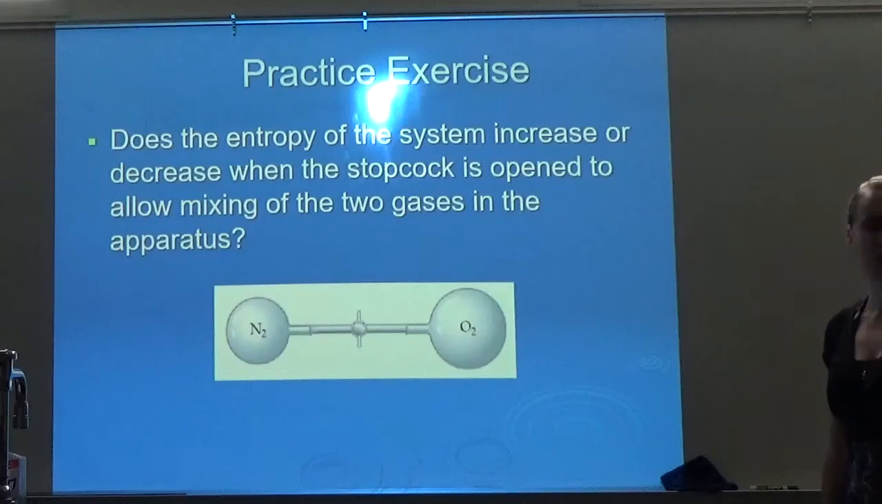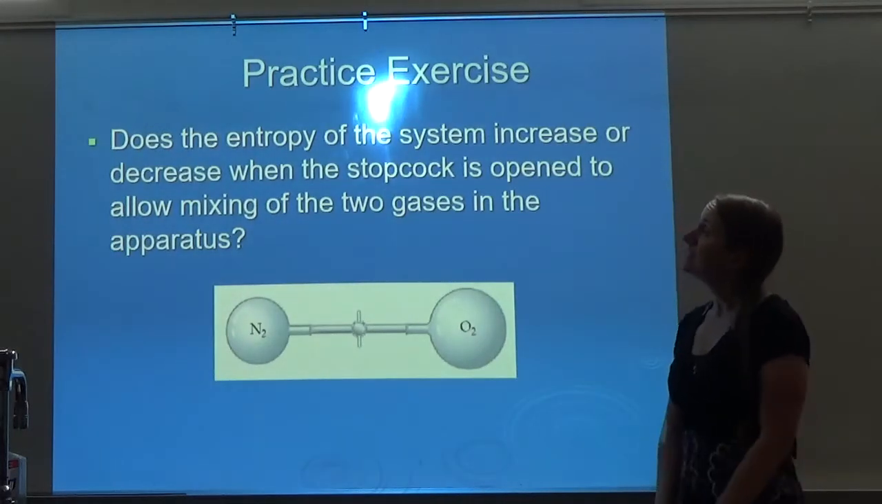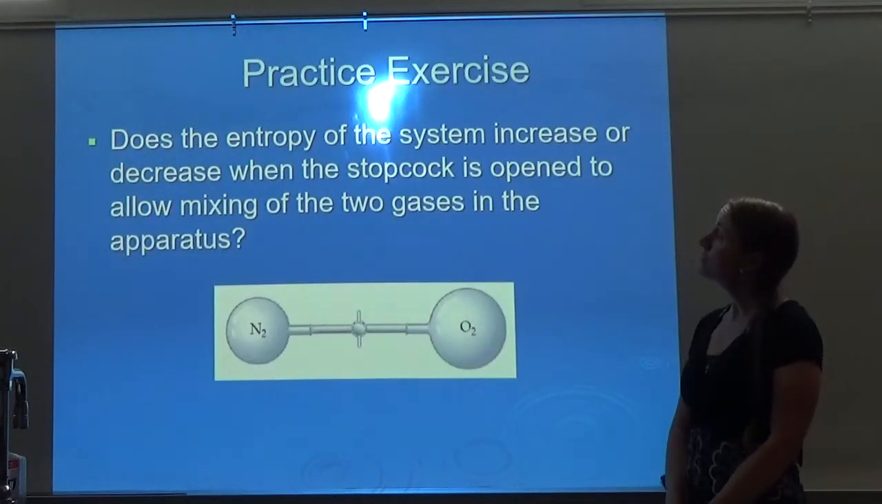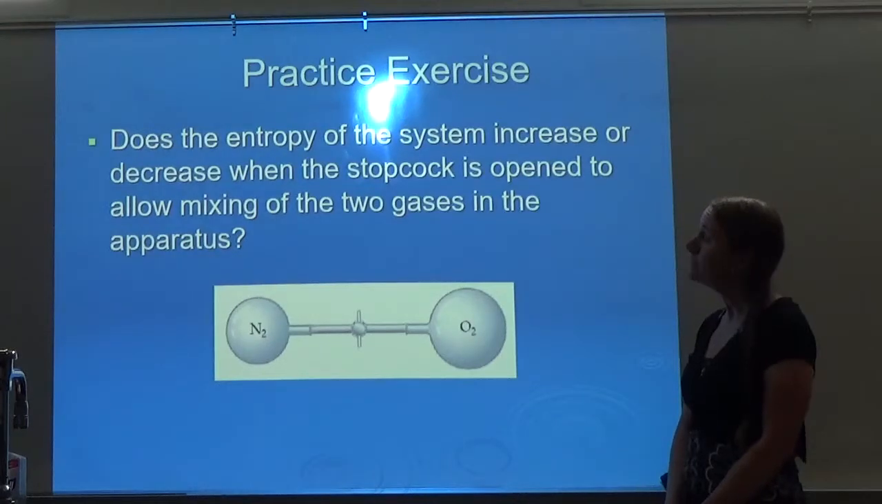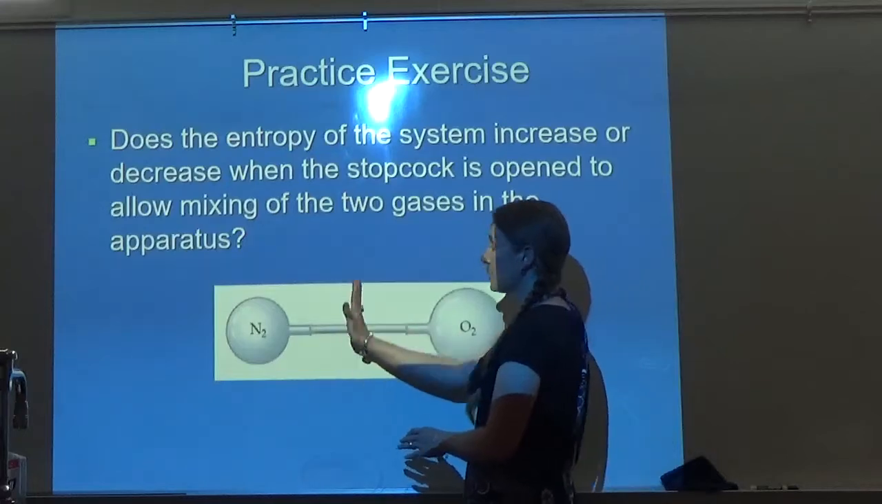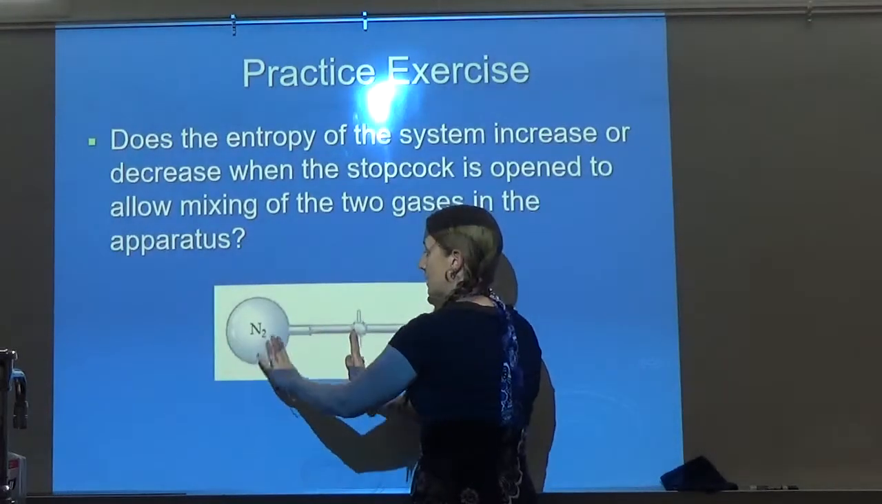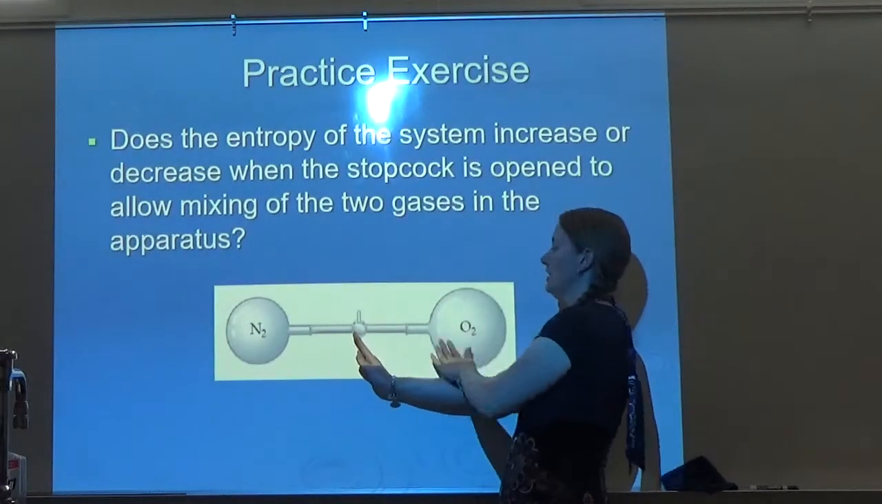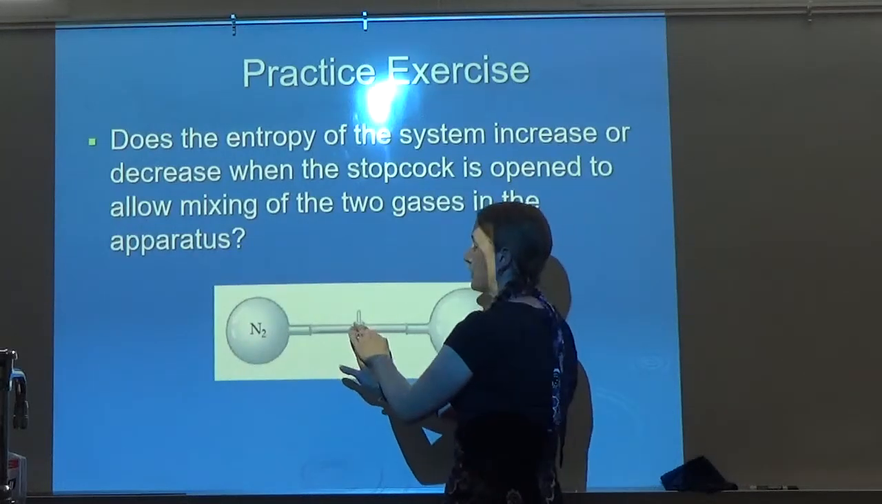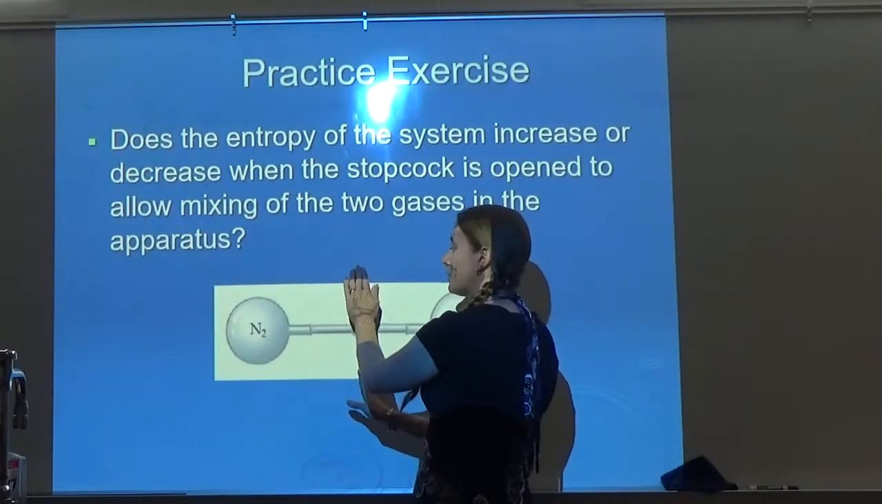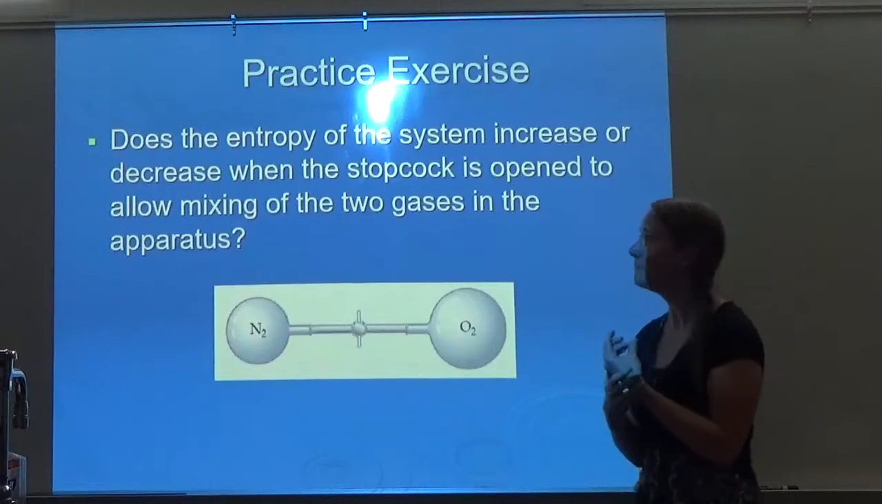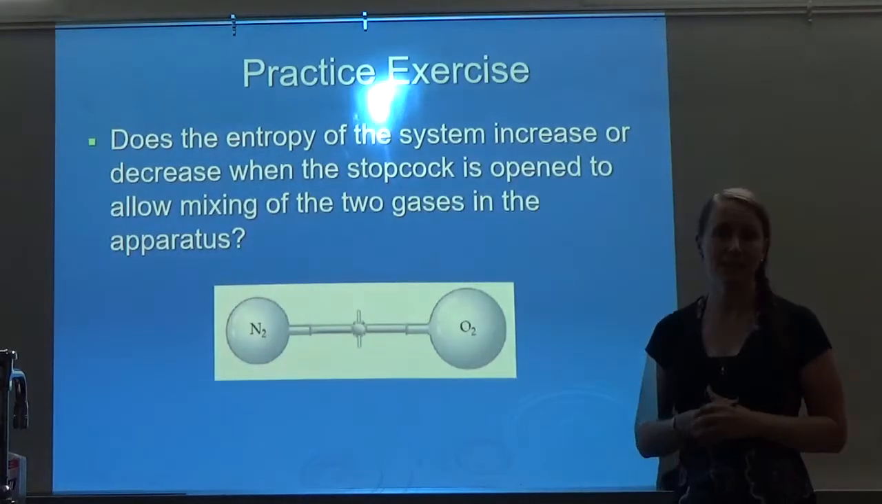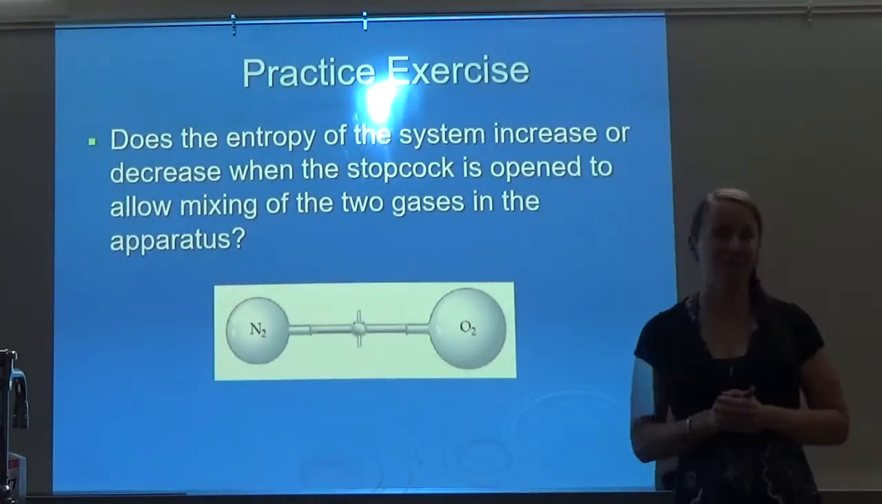All right, so let's look at another one. Maybe you can pause it and you can try this one on your own. So it says, does the entropy of a system increase or decrease when the stopcock is opened to allow the mixing of the two gases in the apparatus? So here, this is closed, and so we just have nitrogen gas on this side, we just have oxygen gas on this side. So what they're saying is we're going to open the stopcock and allow the two gases to mix. So what would happen to the entropy?